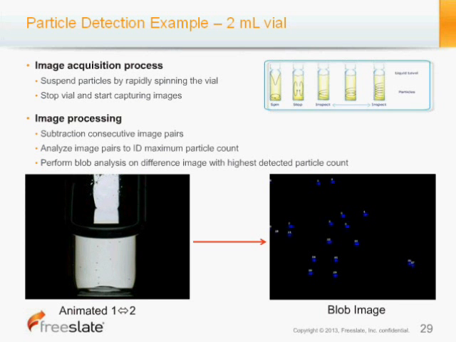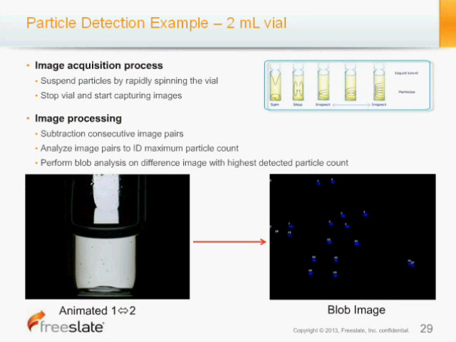We then analyze those image pairs to identify the difference image that has the highest number of particles in it. Once we identify that image, we do a blob analysis on it to count the particles. The particle count is actually 1/2 of the particles that are detected in the blob image.